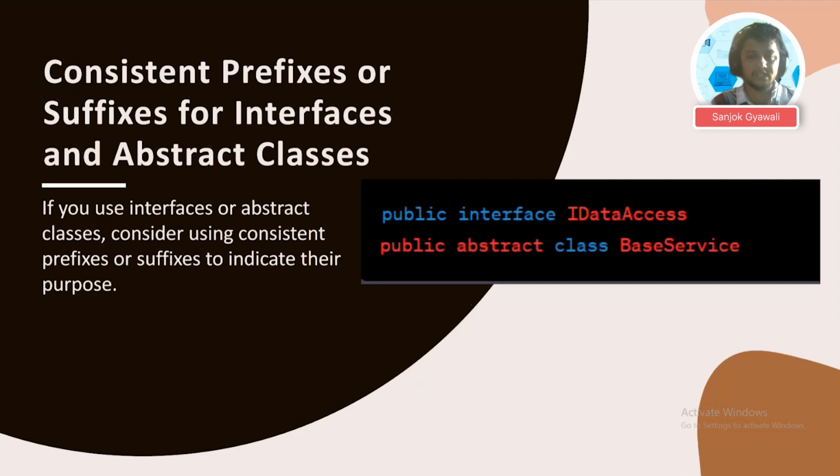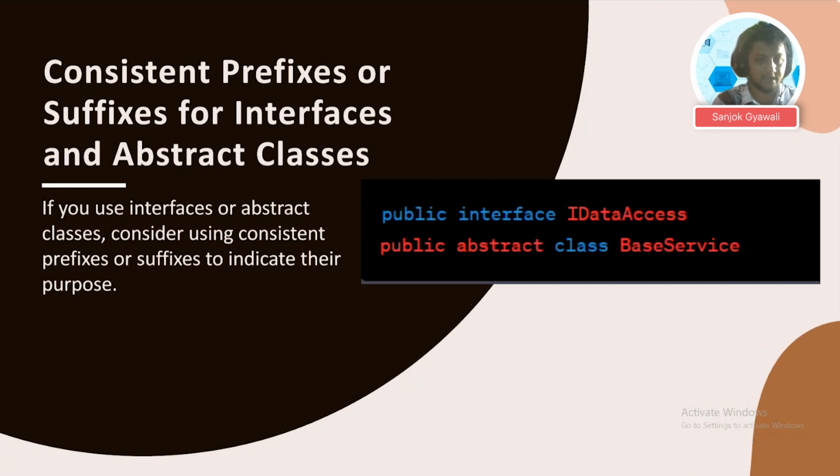We use a consistent prefix and suffix for interfaces and abstract classes. If we use interfaces or abstract classes, consider using a consistent prefix or suffix to indicate their purpose. Like we use I in front of an interface, and we use BaseService or something similar for abstract classes, and other similar prefixes and suffixes can be used for different types of methods, so that it will be easy for everybody to understand how the system is behaving, how the system will work, etc.